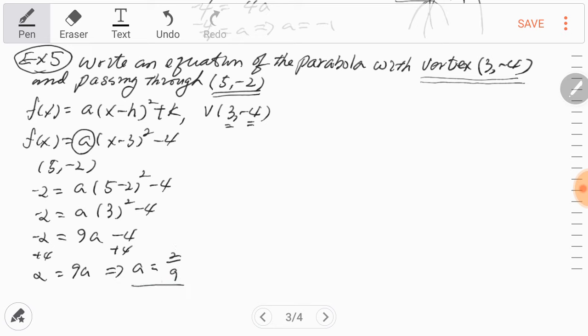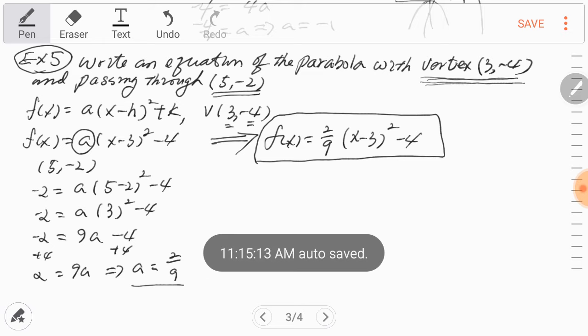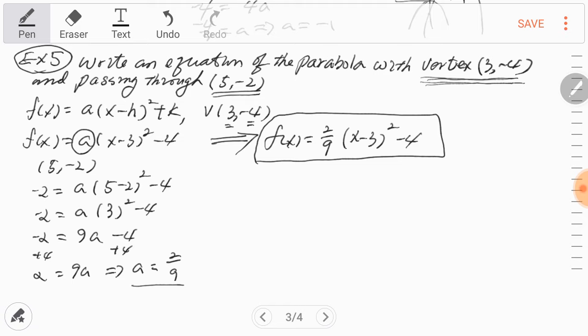So the function is what? The quadratic equation is f of x equals 2 over 9 times x minus 3 squared minus 4. Okay, so it's not hard, just use the vertex. Vertex is given, so use the vertex to write the quadratic equation in the vertex form. Write in vertex form first, and then find a using the other point.